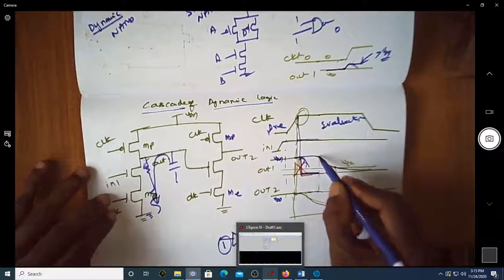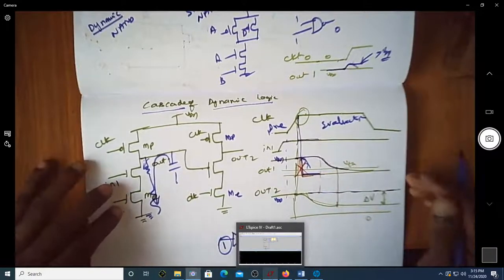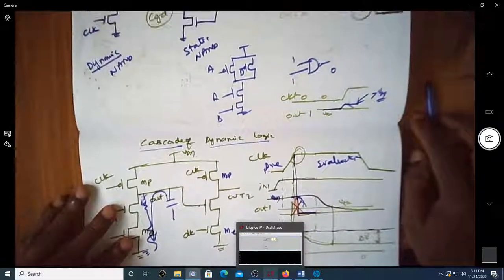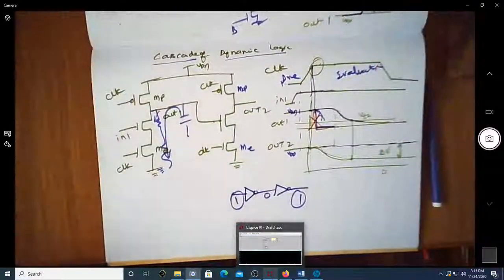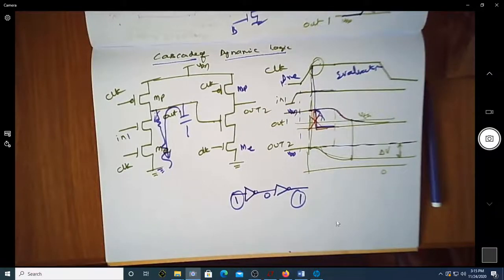That purely depends on how late it is going down to less than VTH. So maybe in the next class we will study one more type of logic, which is called differential cascode voltage switching logic. We will have a look at that.